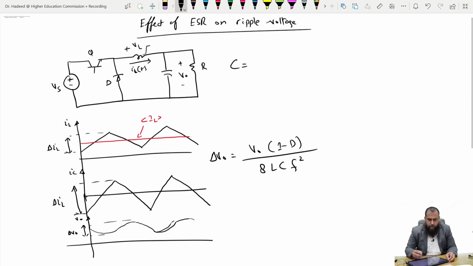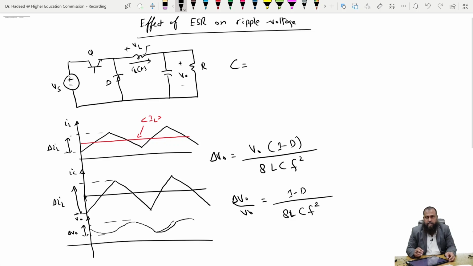And in terms of the ripple as a function of the output voltage, delta V naught over V naught is equal to 1 minus D divided by 8 L C F square here. Now this expression of the voltage ripple as a function of the output voltage is solely based on the assumption that the capacitor is entirely ideal, that is, there are no losses within the capacitor.